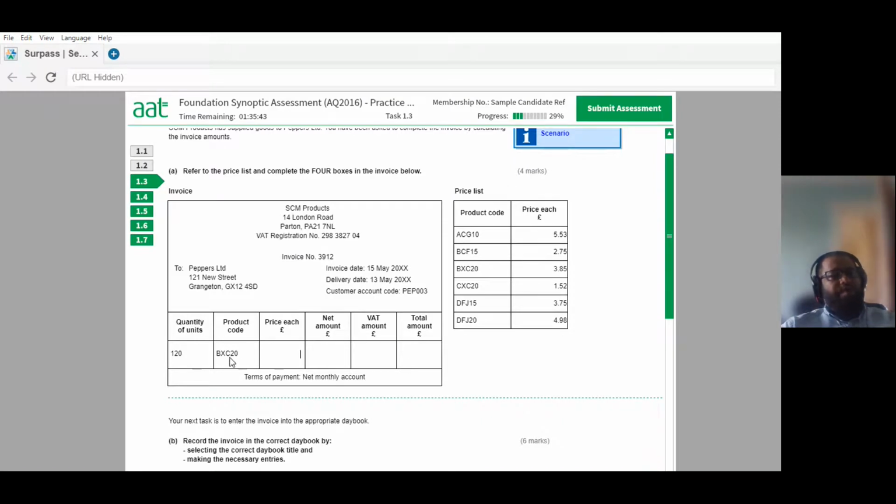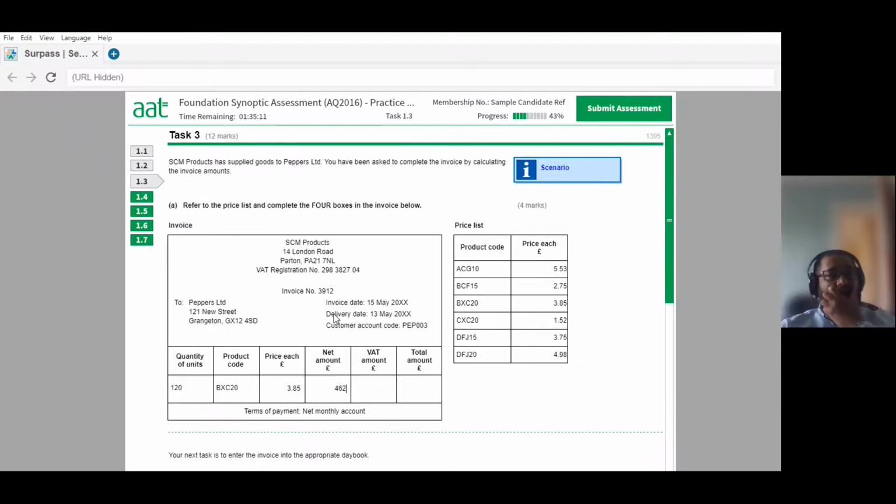The code of the goods is BXC20. Each price is £3.85. So we're going to put that, 3.85, here, and then the net amount in that scenario is going to be 3.85 multiplied by 120 items, and that gives you a total net amount of £462.